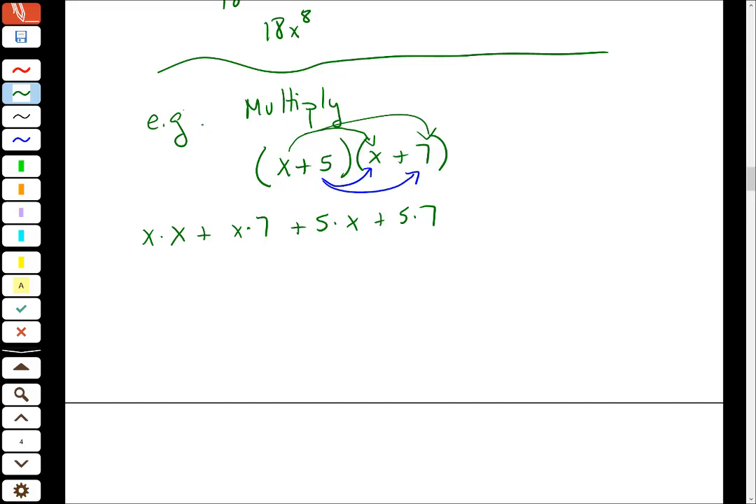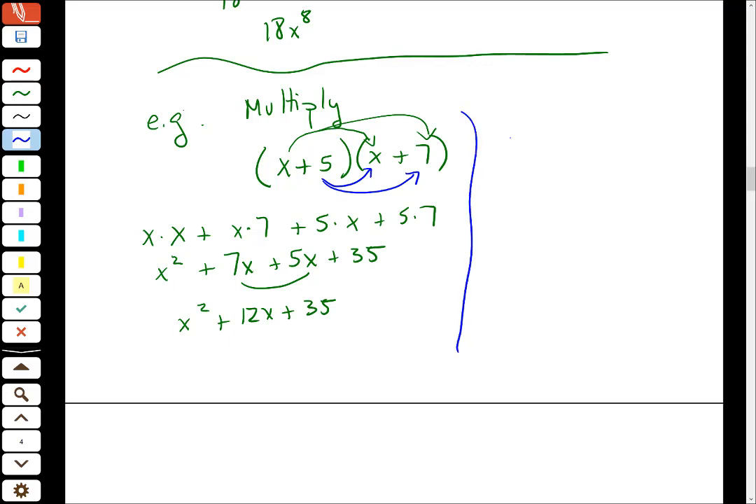And then they'll simplify. X times x is x squared. 7 times x, we usually write the 7 first, and that's just 7x, 5x, and 35. And then you add like terms. That's these two middle terms. X squared plus 12x plus 35. Okay, now this is really similar for these, which are called binomials, where they just have two terms. So I'll remind you of FOIL. We'll do this. Let me do another problem.